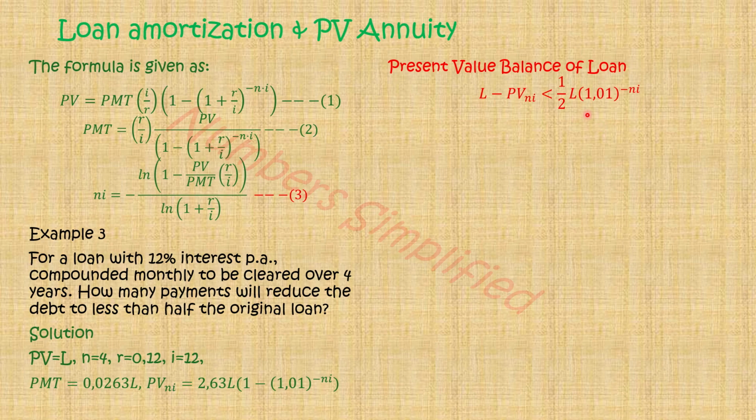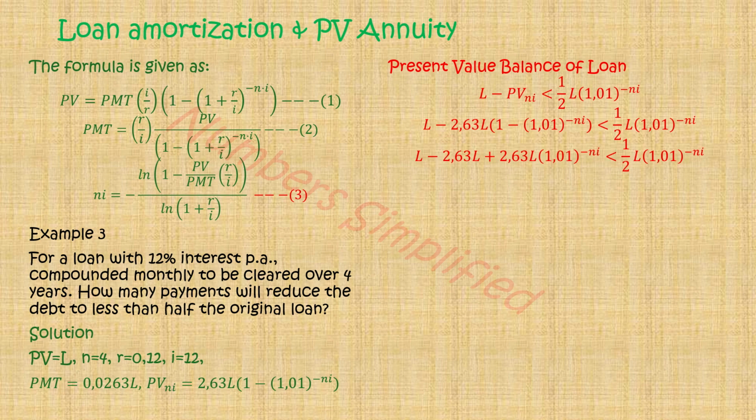Now, we are going to substitute for each and every variable once again. So we know that our PVNI was obtained to be 2.63L times 1 minus 1.01 raised to the power ni. So that is what we calculated. All the other terms remain the same.